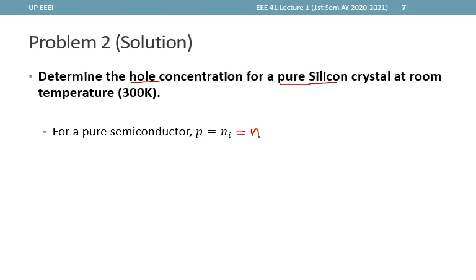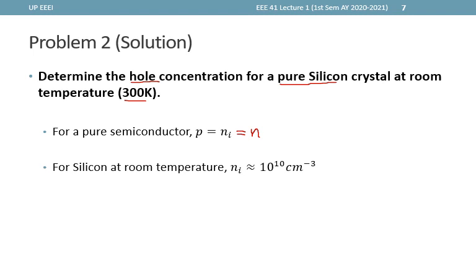Now specifically, for silicon at room temperature, we have noted in the lecture, we have shown in the plot and highlighted that for silicon at room temperature, the intrinsic carrier concentration ni is equal to 10 to the 10 per cubic centimeter.